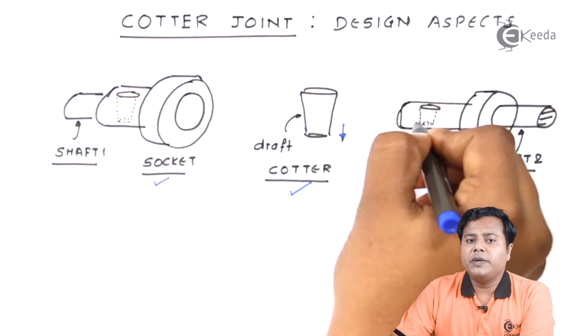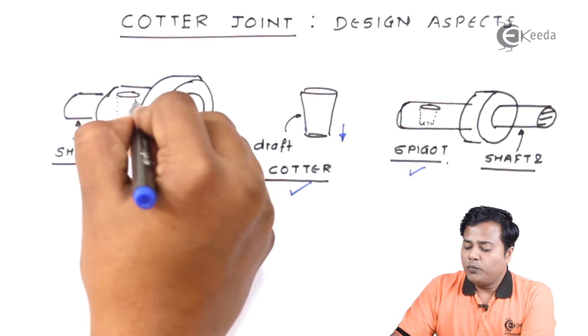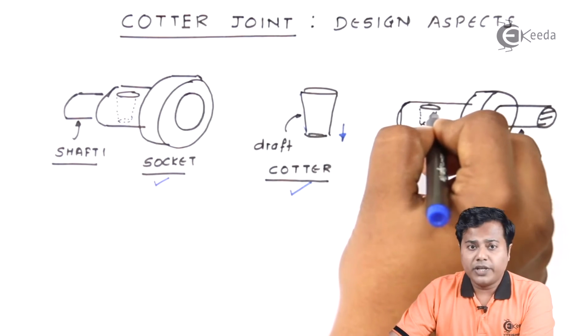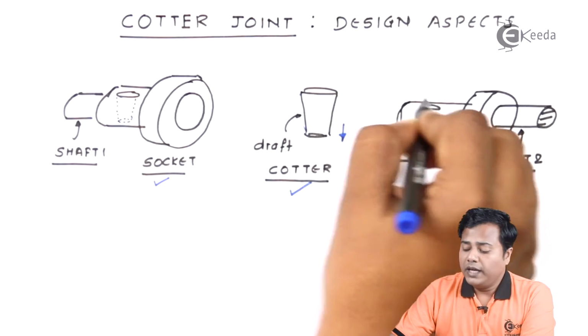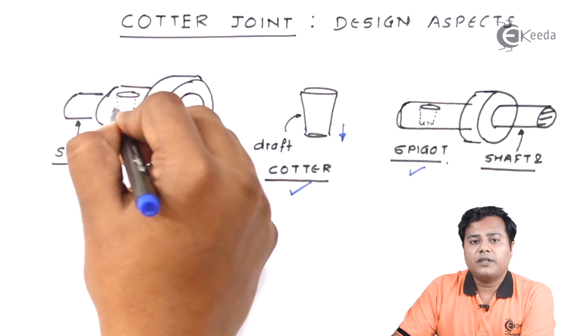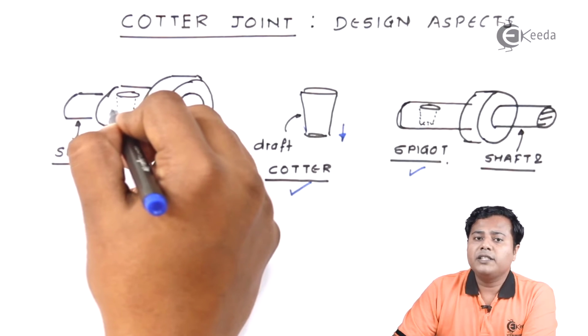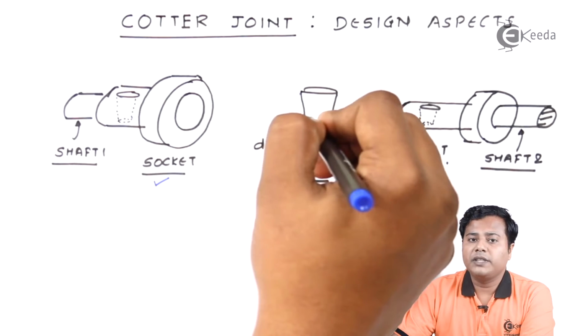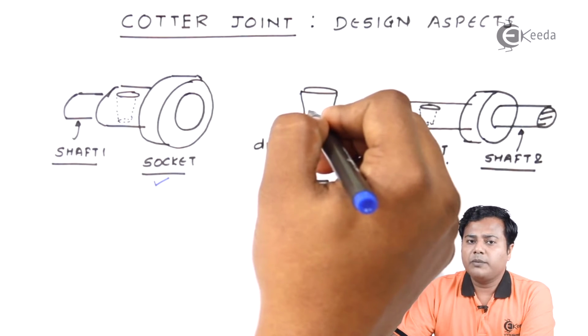The provision is made in such a manner that one side of the cavity in both of them will be straight, vertical of course, and the opposite side of that cavity will have some draft. This draft is made in such a way that the insertion of the Cotter will be very simple. I hope you are getting the idea.